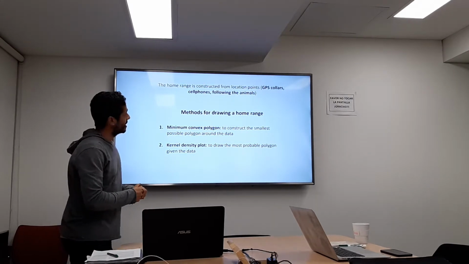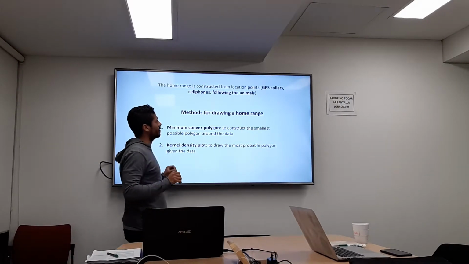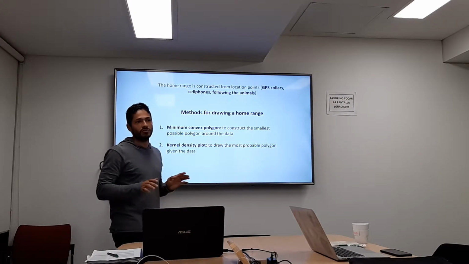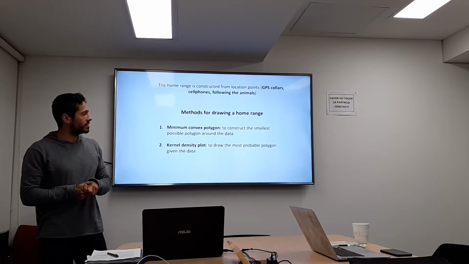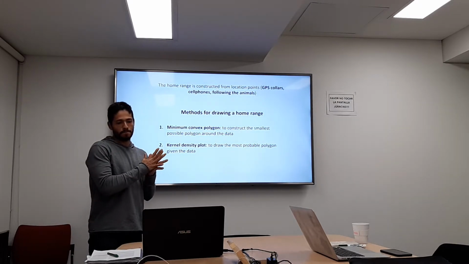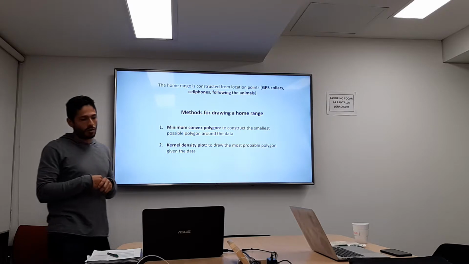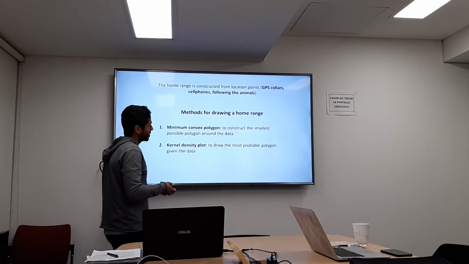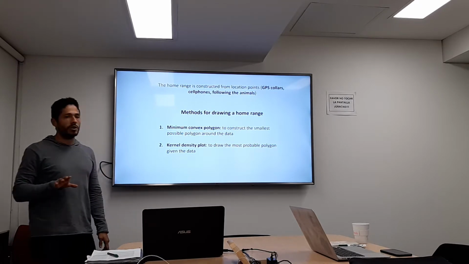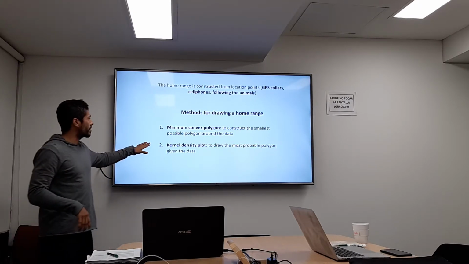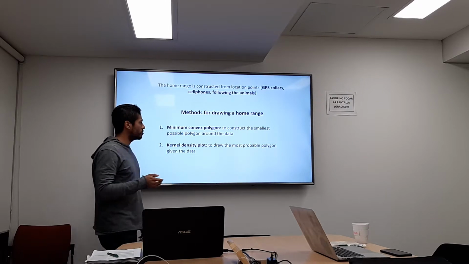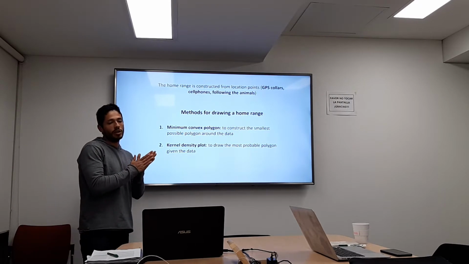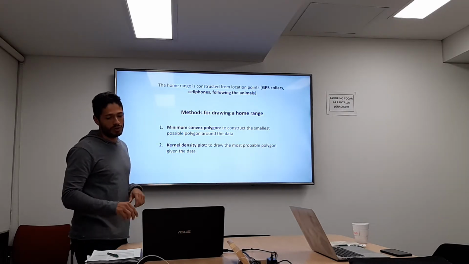So now that we have the location points, we need to draw a map based on these locations. The most used methods for drawing a home range map are the minimum convex polygon, that is to construct the smallest possible polygon around the data, and the kernel density plot, that is to draw the most probable polygon given the data. But I'd like to illustrate these methods by showing you the next graph.